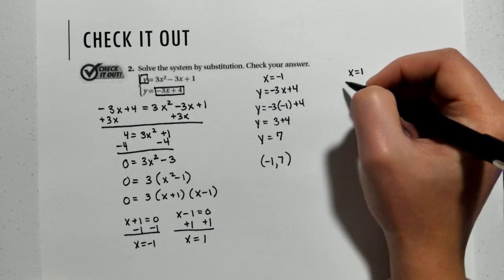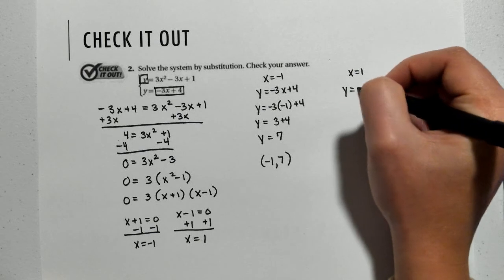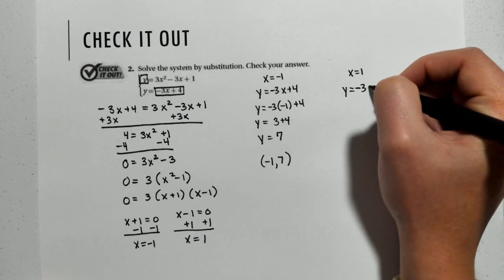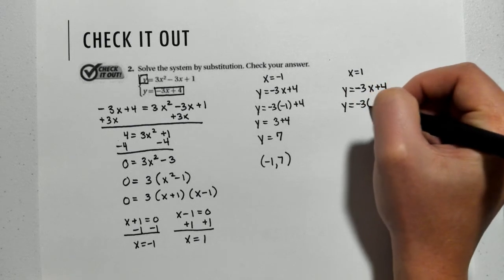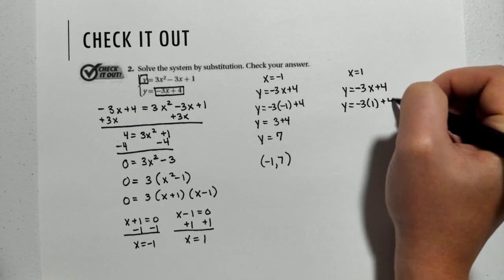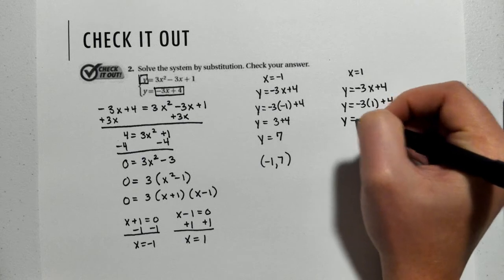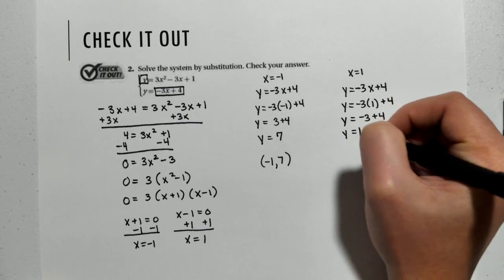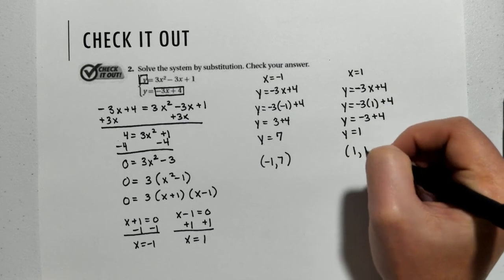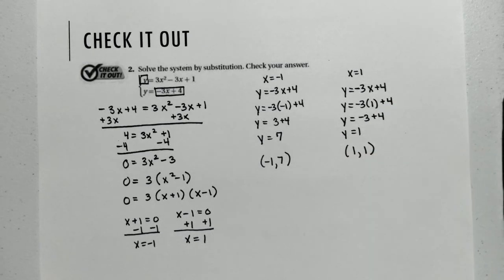And then I have to do the same thing with positive 1. So I'm going to substitute it into the equation. Y equals negative 3x plus 4. So y equals negative 3 times 1 plus 4. Negative 3 times 1 is negative 3. And negative 3 plus 4 gives me 1. So the second solution is 1, 1.